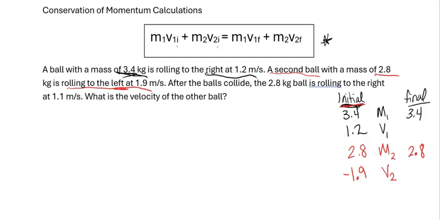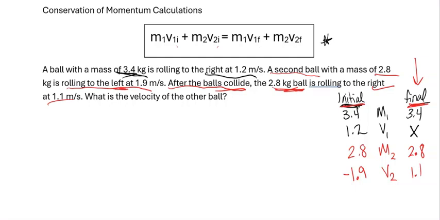Then it transfers here and it tells us after the balls collide. So now we're going to go over here to this final column. The 2.8 kilogram ball is rolling to the right at 1.1. So my 2.8 kilogram ball, that is the one I had as mass 2. So my final velocity of object number 2 is to the right at 1.1. So that's going to be a positive value. And then the question asks us, what is the velocity of the other ball? So that is going to be our unknown.